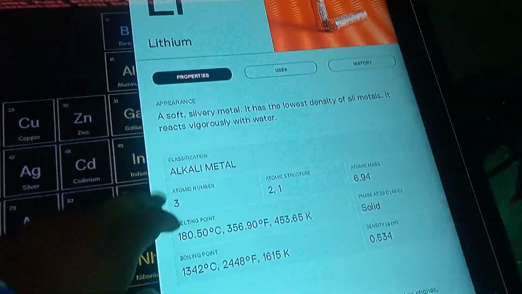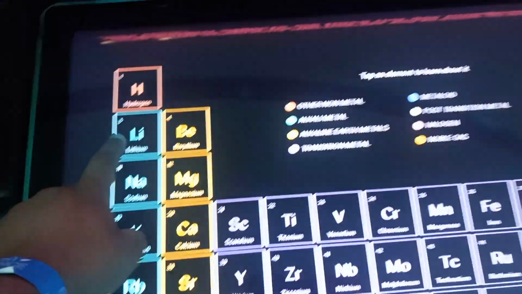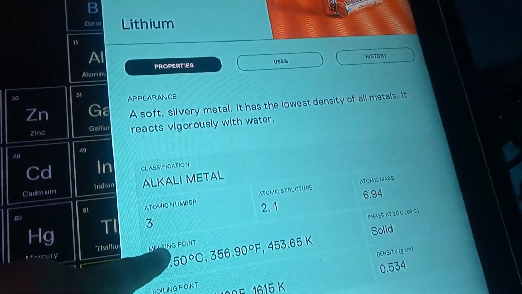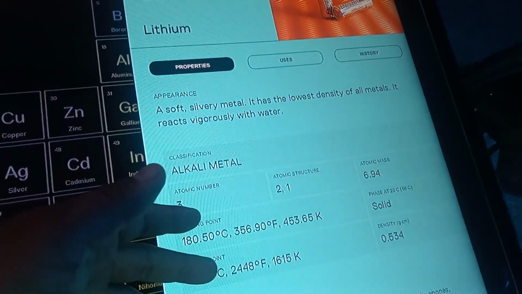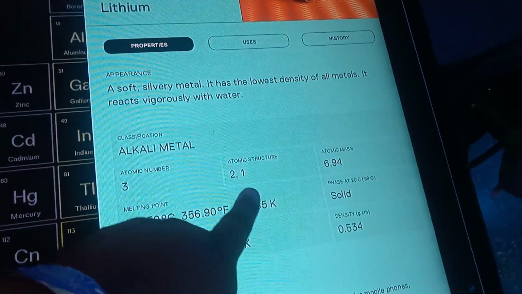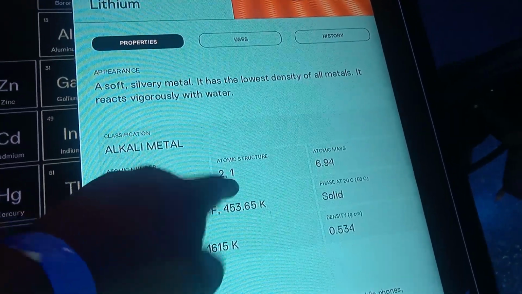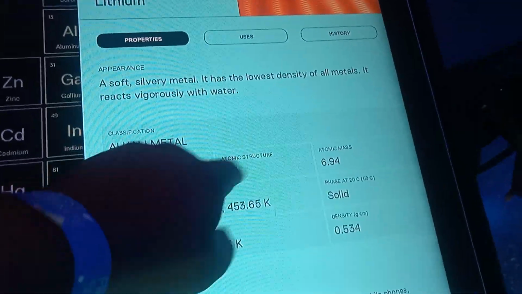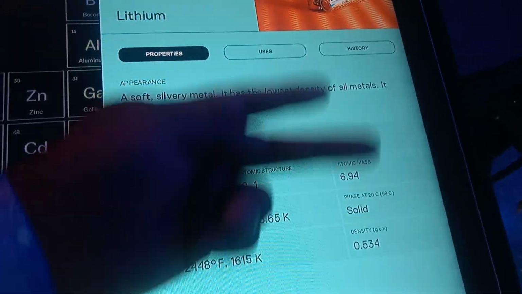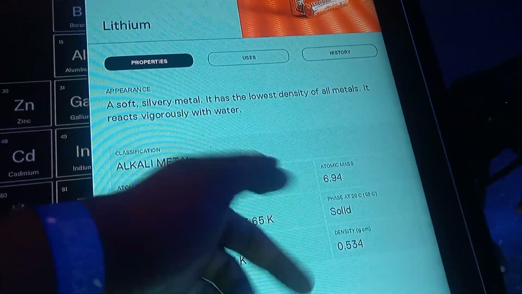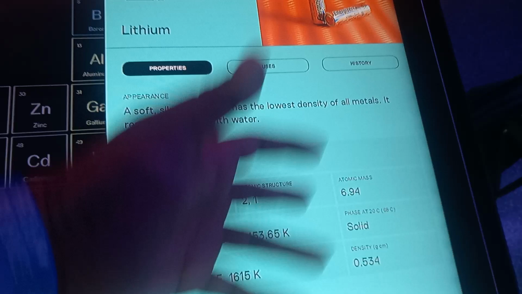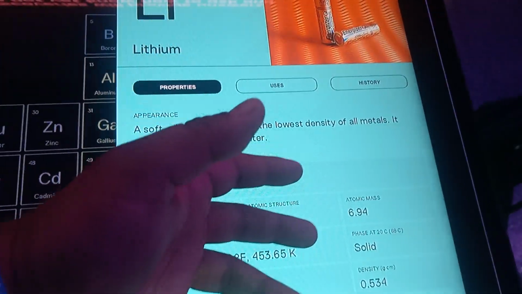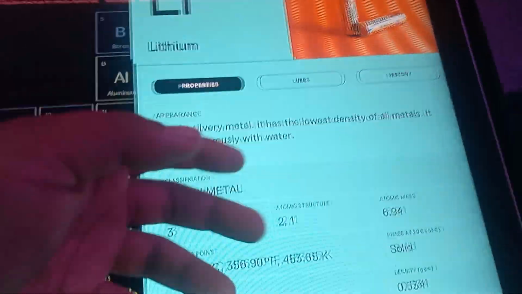So, see, it has 3 electrons, and what that means is that it has 2 layers. The first layer always has 2, and then the remaining one goes on the other shell, and that shell is not full. So it needs 8 to be there.